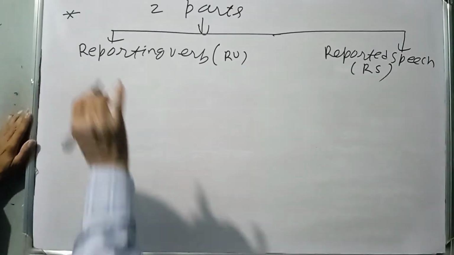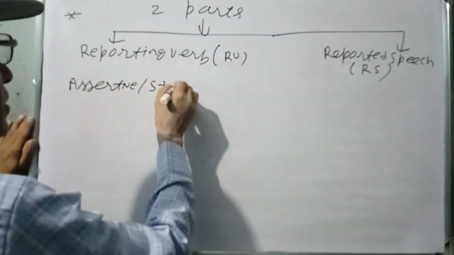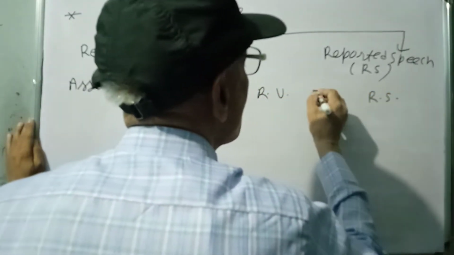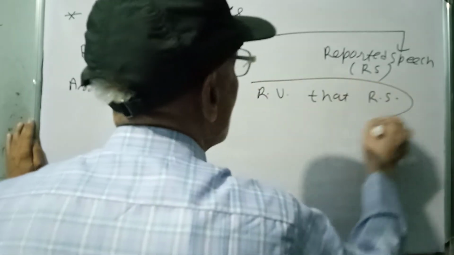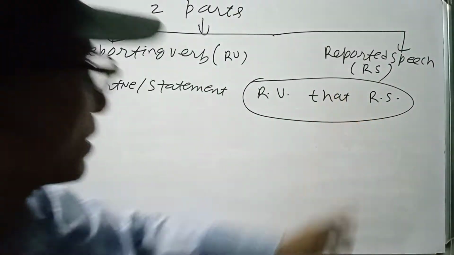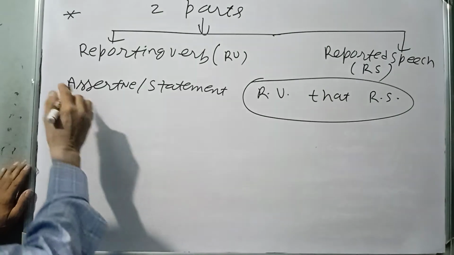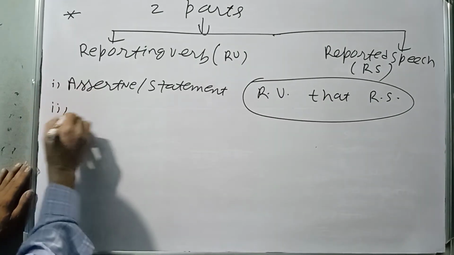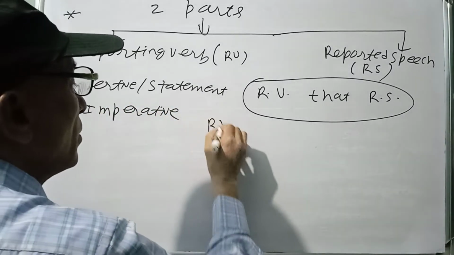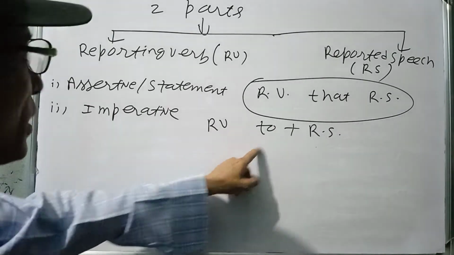First of all, if the sentence is assertive or statement, what do you have to do? The reporting verb and reported speech should be joined with that. Remember, in Nepali, for statement or assertive, use the word that to join reporting verb and reported speech. If the sentence is imperative, you have to use to, joining with to only.